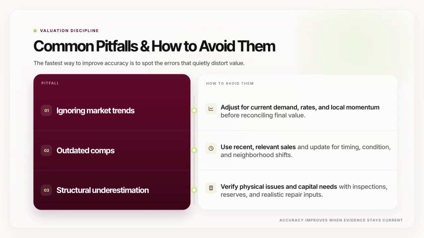When it comes to valuation discipline, one of the fastest ways to improve accuracy is by identifying the subtle errors that can quietly distort value. Let's talk about some common pitfalls.